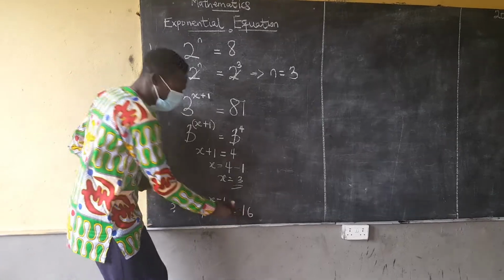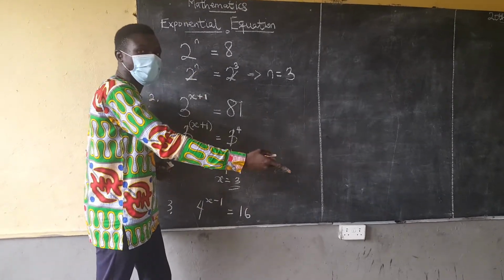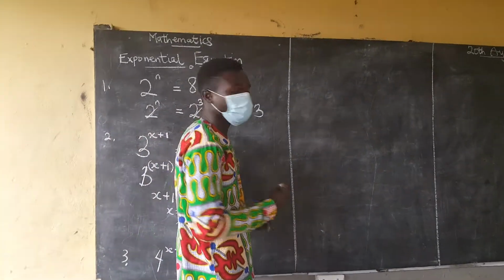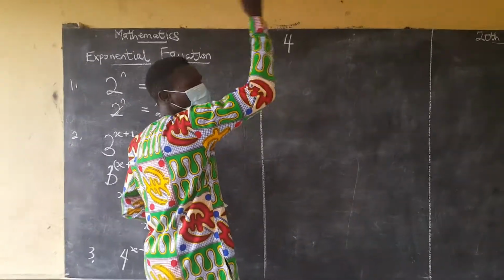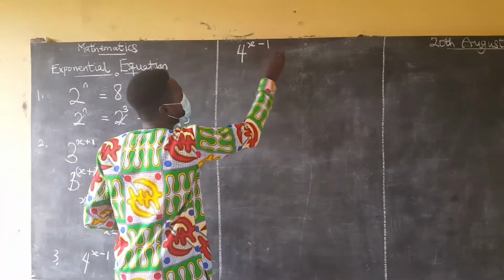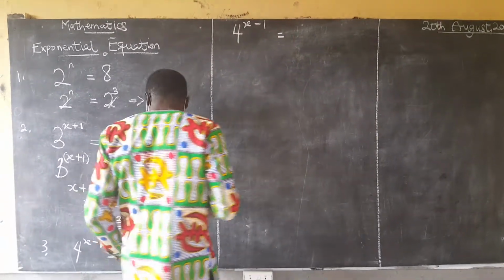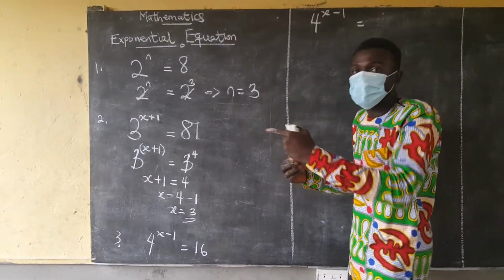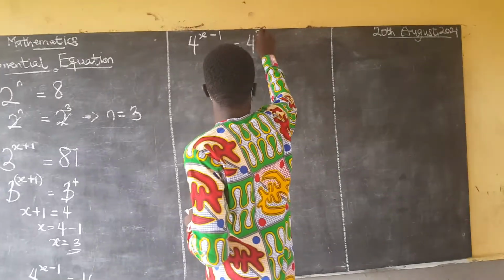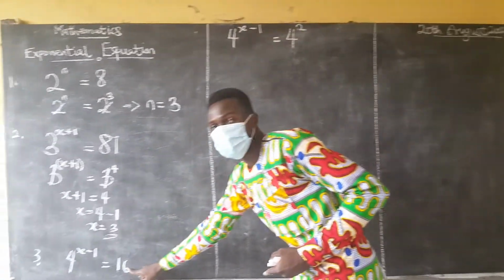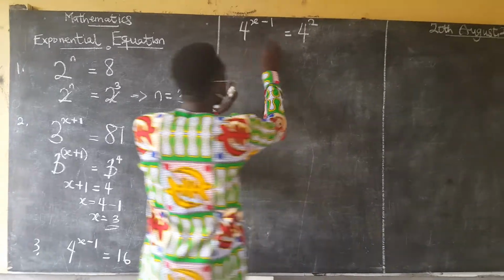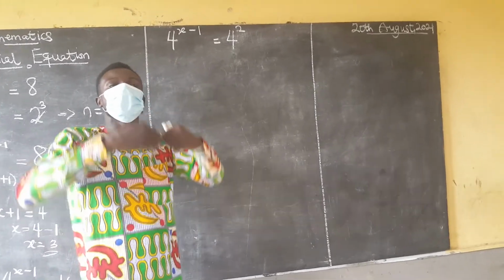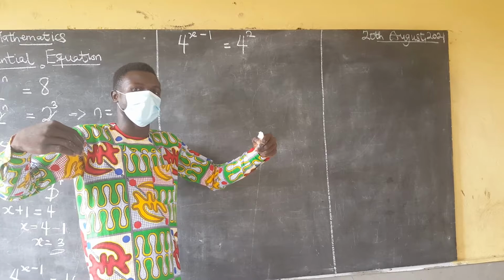So what do I have to do? I will change this into an exponential equation by saying that 4 raised to the power x minus 1 is equal to the 16 that I have here, which can be written as 4 raised to the power 2. So this 4 raised to the power 2 is the same as 16. So now you can see that the bases are the same. Because the bases are the same, I will equate the exponents or the powers.